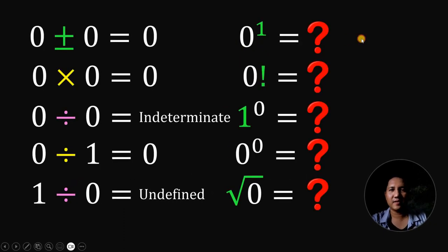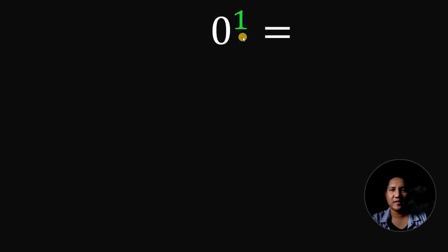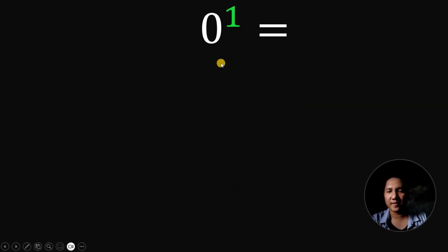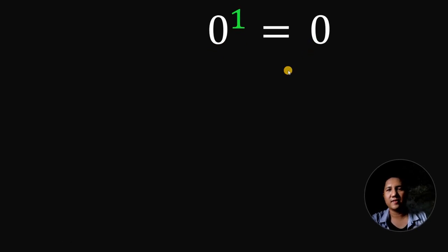How about this, the sixth question? 0 raised to the power of 1. Now, this is not a tricky question. 0 raised to 1 is still 0. Alright? So let's move on.